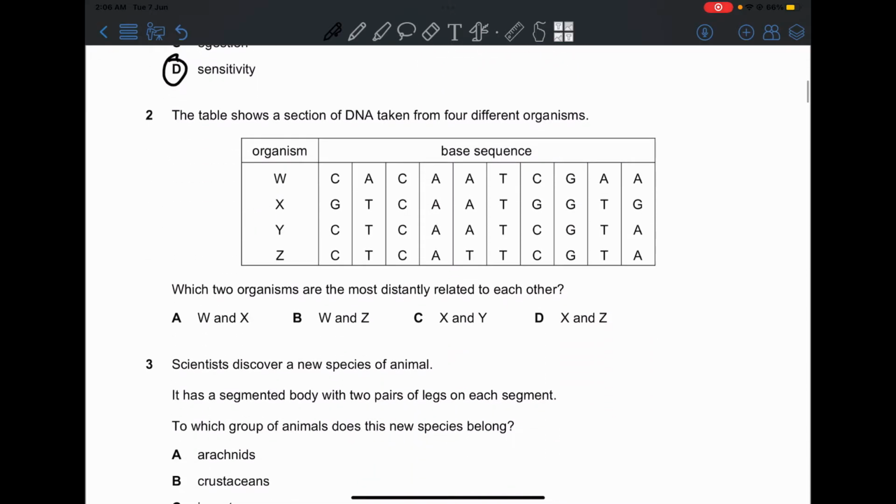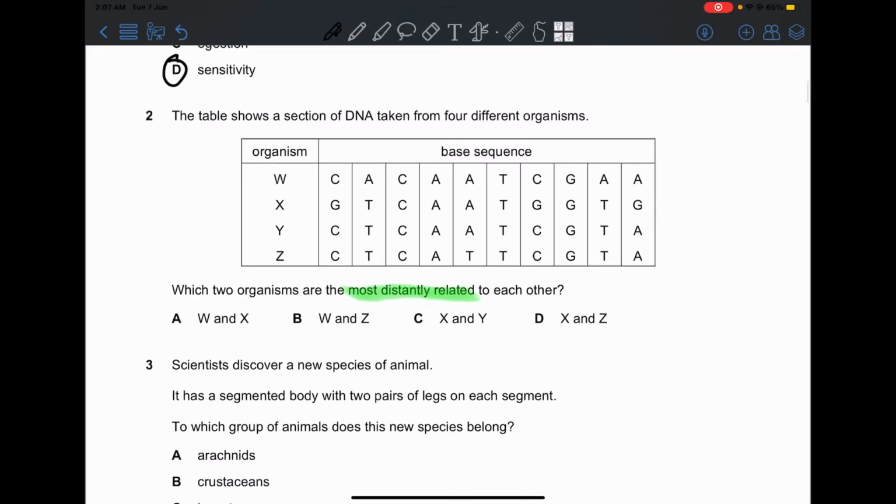Now, question number 2, the table shows a section of DNA taken from 4 different organisms. Which 2 organisms are the most distantly related? So over here, we should be getting the most distantly related and not most closely related. So please make sure to read very carefully in the exam.